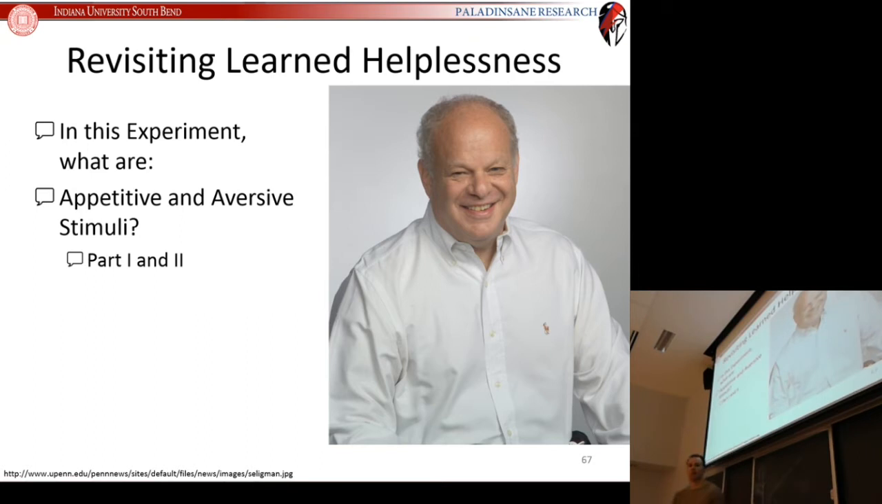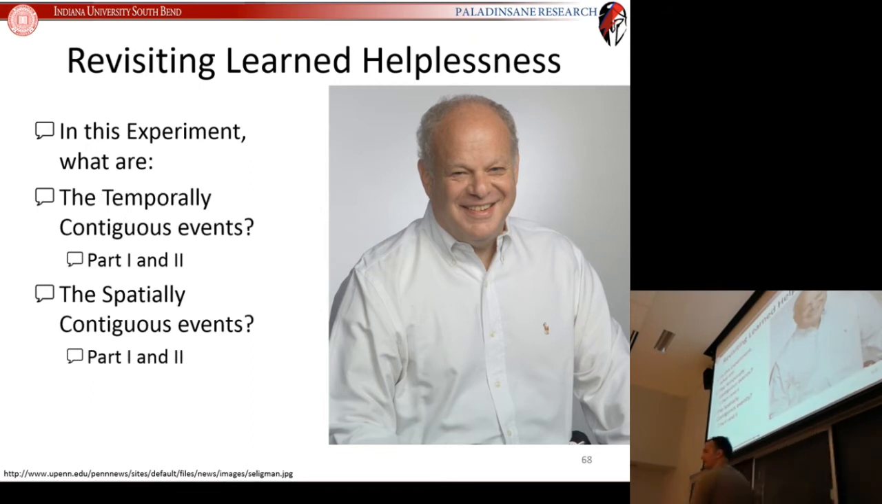So for example, just to give you a hint, the appetitive stimulus in part 1 doesn't exist for group A and group C. It only exists for group B. Okay, so keep that in mind. These things might not exist for all 3 groups in every single instance.